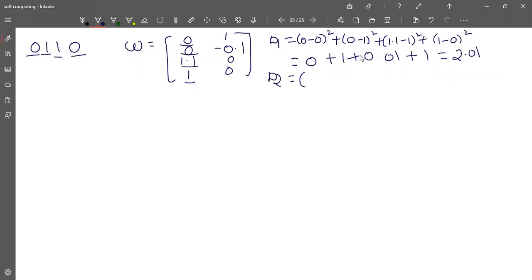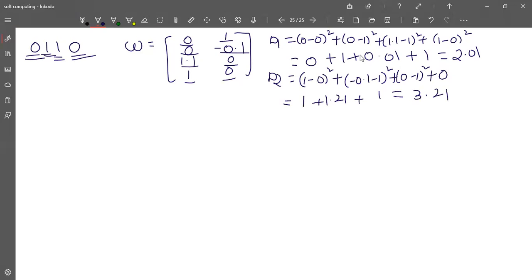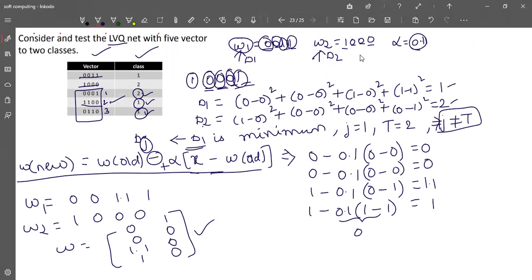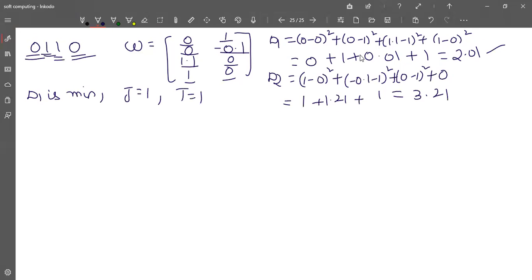And D2: (1 minus 0), and (minus 0.1 minus 1), and (0 minus 1), and (0 minus 0). So 1, this becomes minus 1.1, that is plus 1.21, and 1. So this gives 3.21. So 2.01 is minimum. So D1 is minimum and our j value is 1. Let's see the class value. Class value is 1. So our target value is 1. And so we have achieved the j equal to t condition.